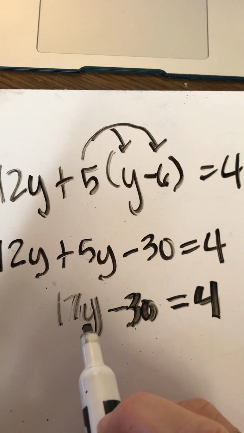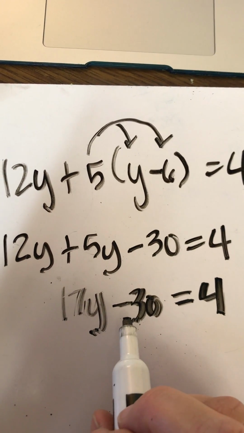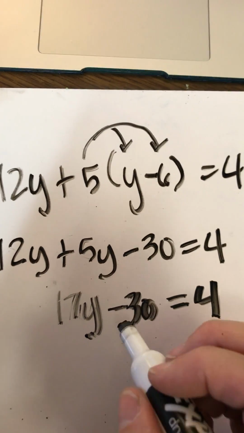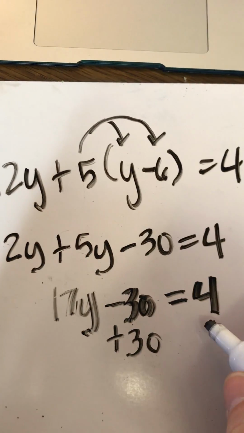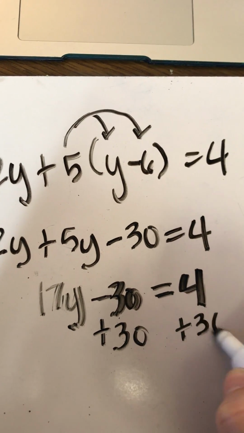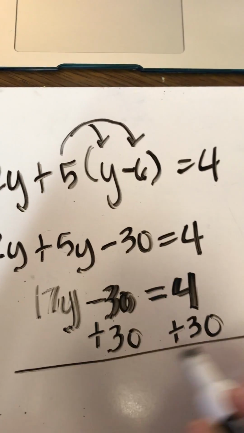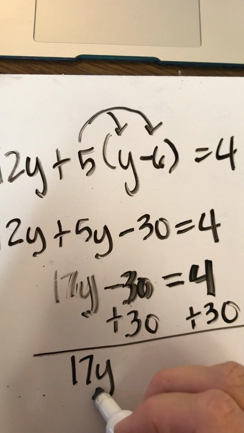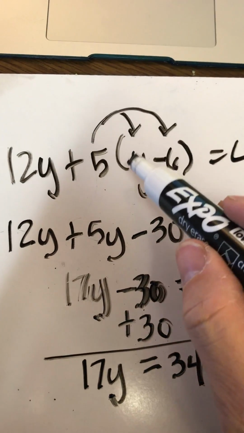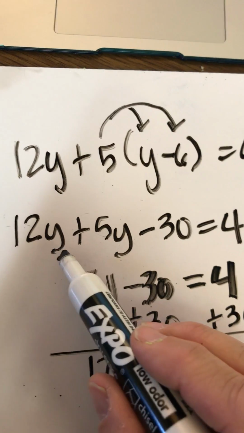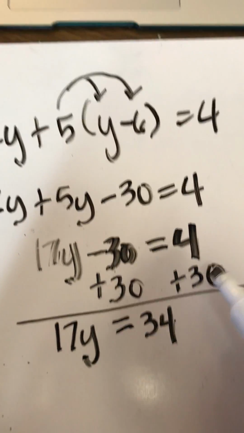So the next logical step would be to use inverse operations to move this 30 over here. So the opposite of negative 30, or subtracting 30, is adding 30. So if I add 30 to both sides of the equation, I'm showing that we now have 17y equals 34. We're almost there. We've done a couple of steps here: distributive property, combine like terms, addition property of equality.